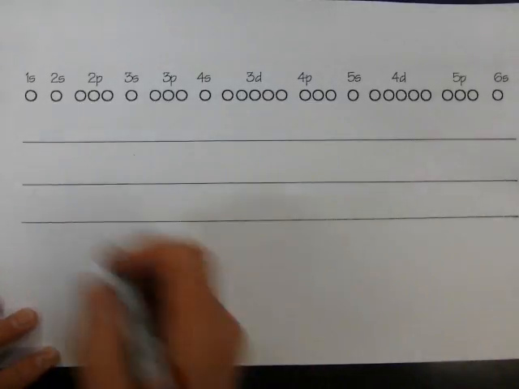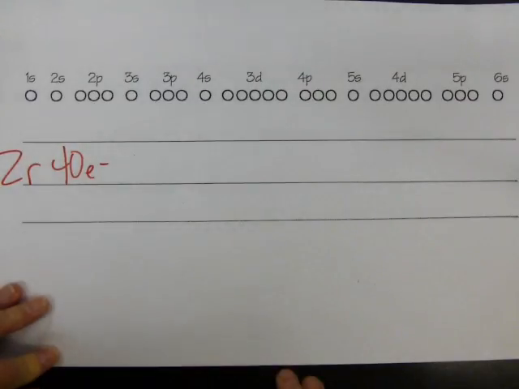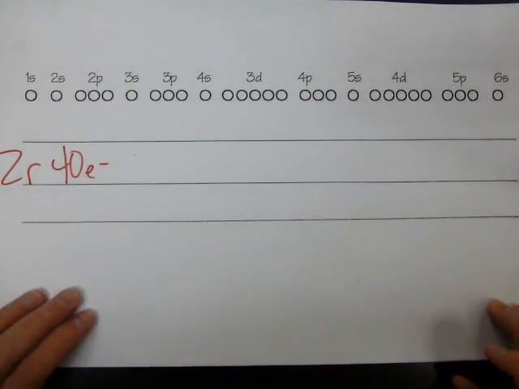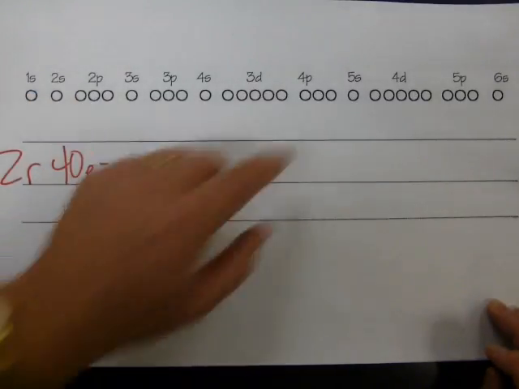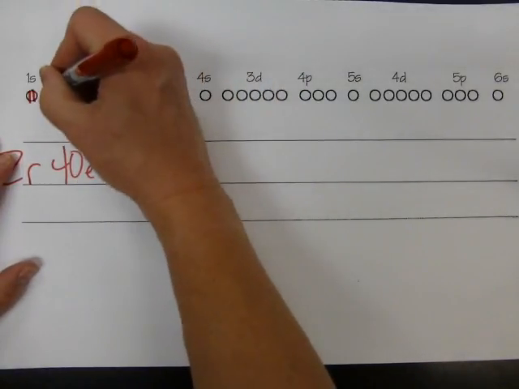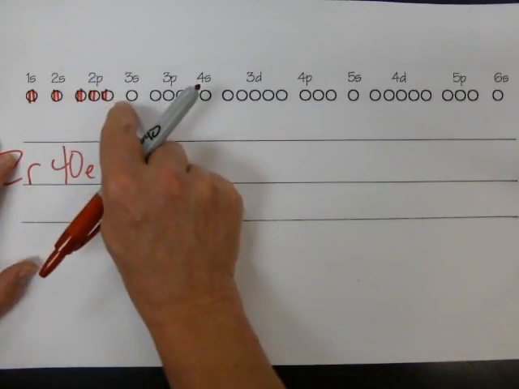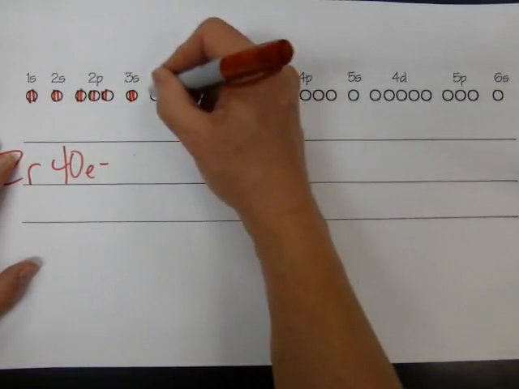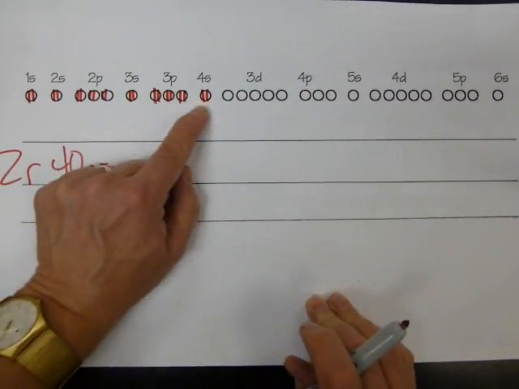Okay, let's do the last example, zirconium. Zirconium has 40 electrons. Now, you can use this diagram right here to quickly determine where the electron configuration is going to end by counting by twos. There could be 2 electrons here, 2 more here. Each of these orbitals can hold 2 electrons. This would be 2, 4, 6, 10, 11, 12, 13, 14, 15, 16, 17, 18, 19, 20. So I'm up to 20 here.